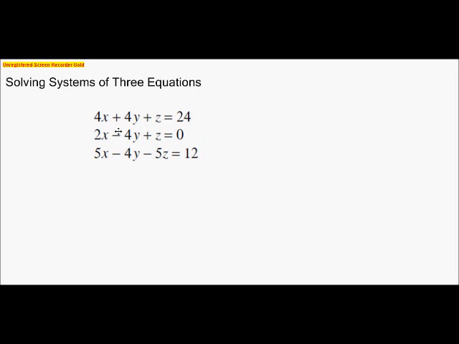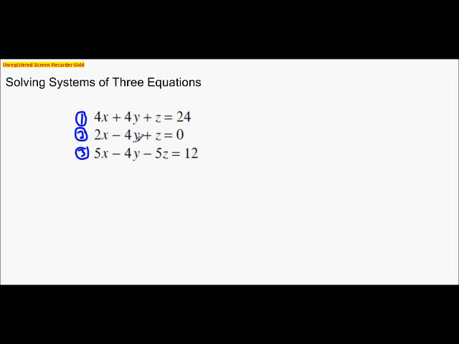The first thing I like to do with my equations is number them so I can talk about them. So I'm going to number all three of these equations: the first equation, the second equation, and the third equation. Then I look at all three and see if any of the variables will eliminate rather easily. It doesn't matter which two you pick, but you have to pick two to start with. I like to pick two that I can eliminate without doing any multiplying.